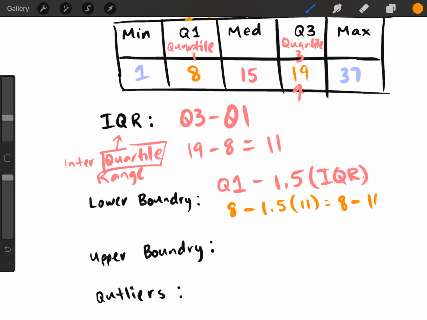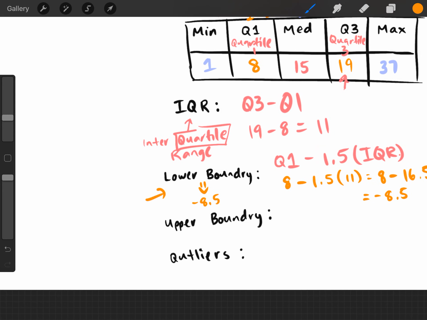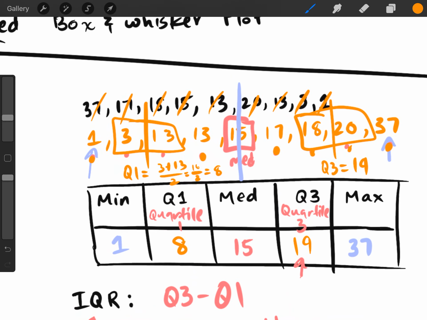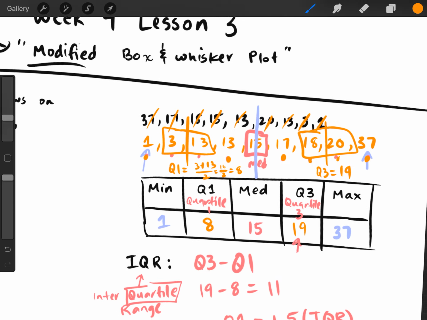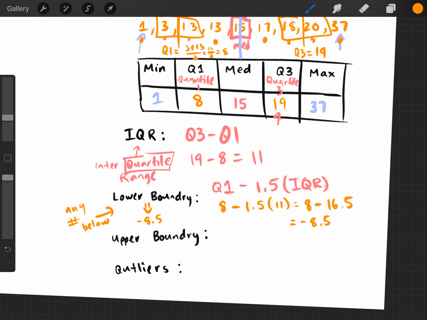So Q1 is 8 minus 1.5 times, we just found our IQR is 11, and let's just punch that into a calculator. Now remember order of operations, right? We do 1.5 times 11 first. So 1.5 times 11 is 16.5. So we're going 8 minus 16.5. 8 minus 16.5 is negative 8.5. So our lower boundary is negative 8.5.